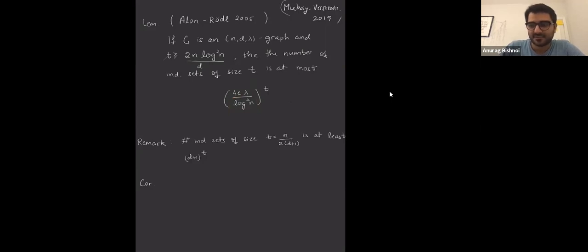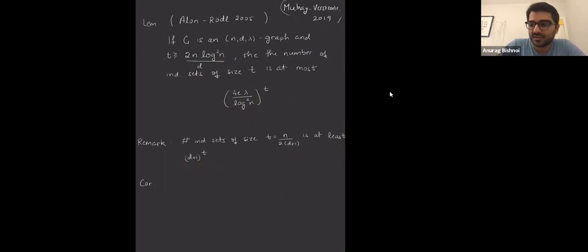And why is this non-trivial? Well, you can convince yourself, and this is also a nice exercise, that if t was only slightly smaller than this, so if this log square factor was not there, if t was n over 2d roughly, then there are at least d to the t independent sets. And this is just counting: greedily choose your independent set, and you can see that the expression is at least d to the power of t.